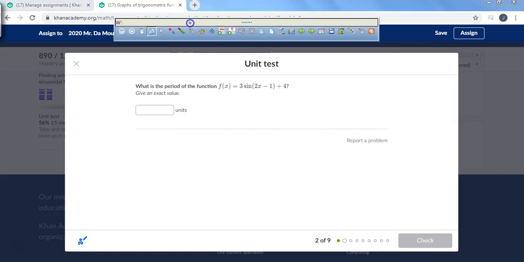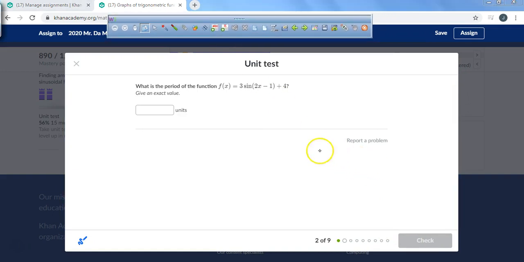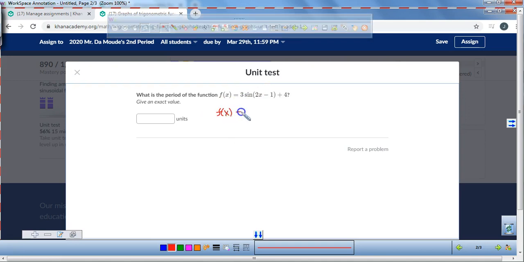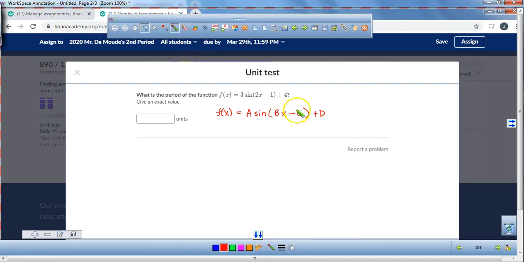Right here, this is not going to be that difficult of a problem. It just says, what is the period of the function? So this is in this form. I'm just going to put f of x equals a sine, open parentheses, bx minus c, plus d. So the b value is this value right there. And that's the only piece of information that we need.